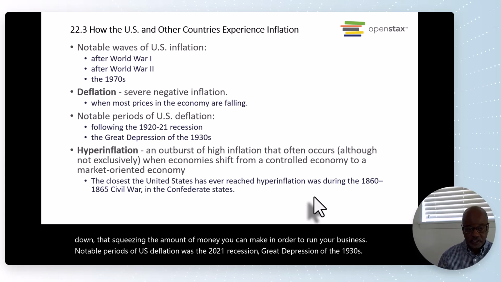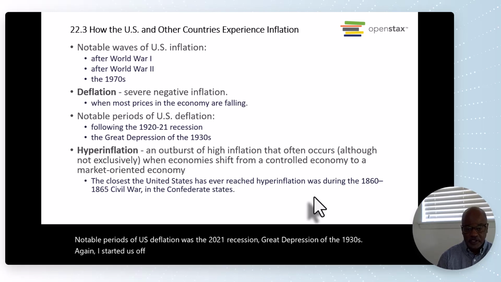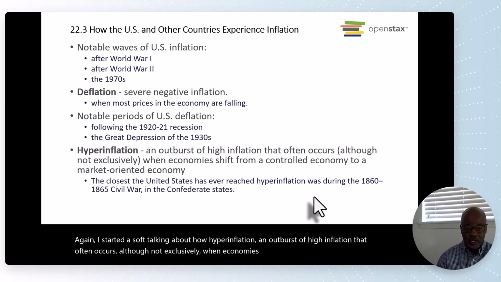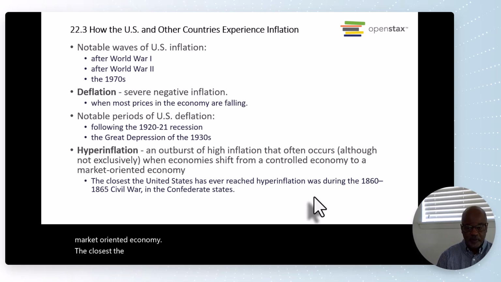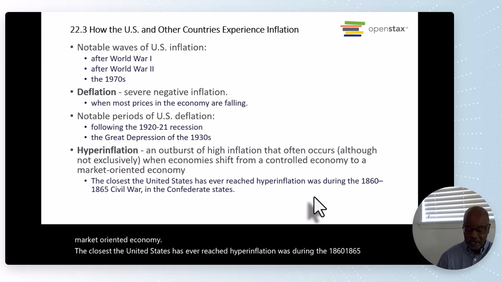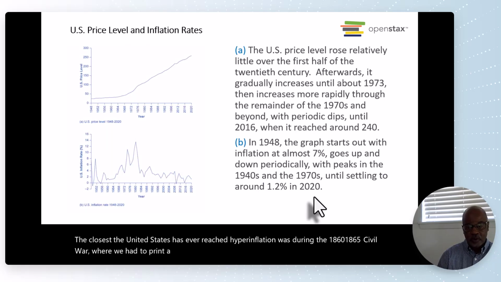Again, I started us off talking about hyperinflation, an outburst of high inflation that often occurs, although not exclusively, when economies shift from a controlled economy to a market-oriented economy. The closest the United States has ever reached hyperinflation was during the 1865 Civil War, where we had to print a lot of money in order to move that war along.